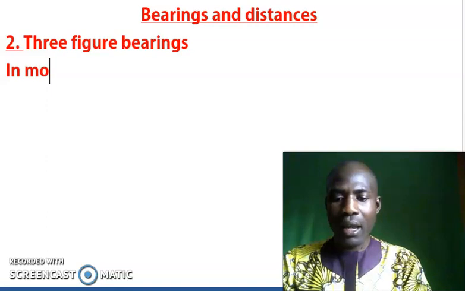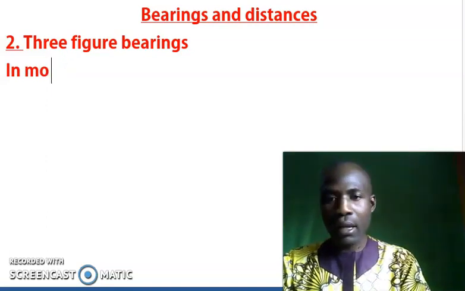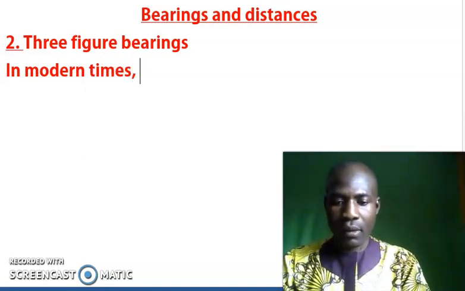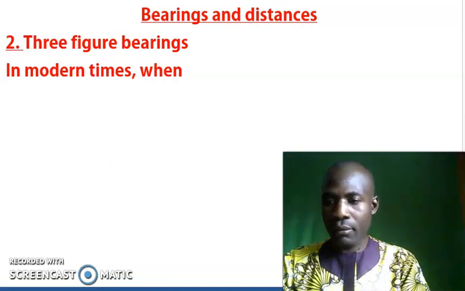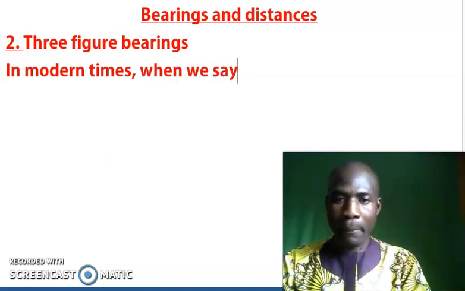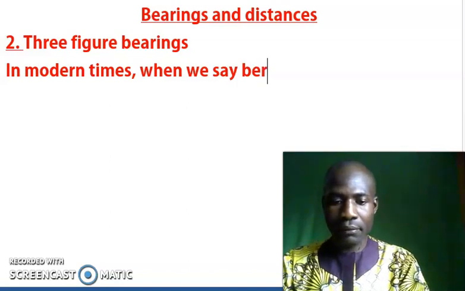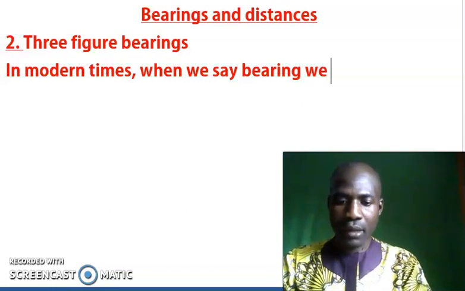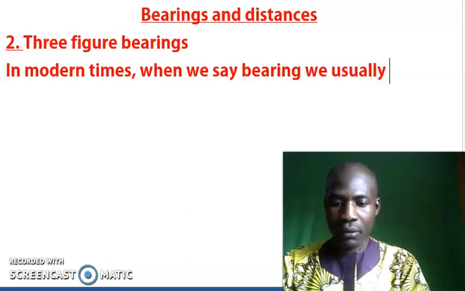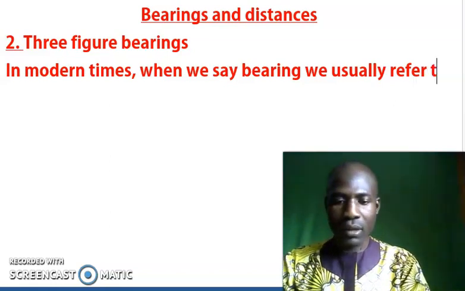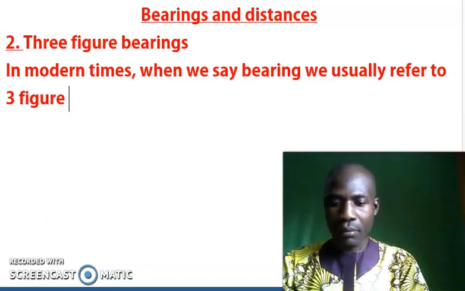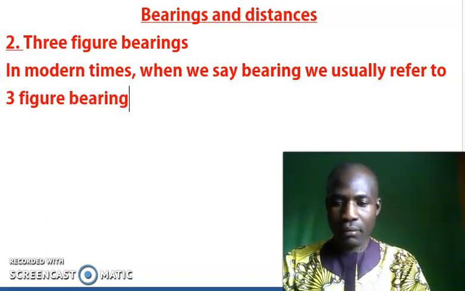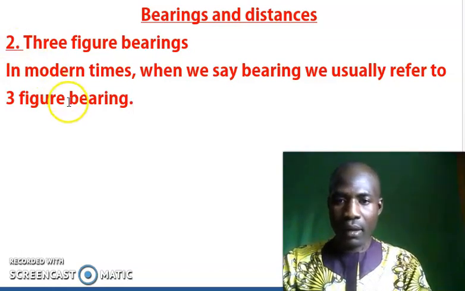In modern times, when we say bearing, we usually refer to three figure bearing, 3 figures bearing.